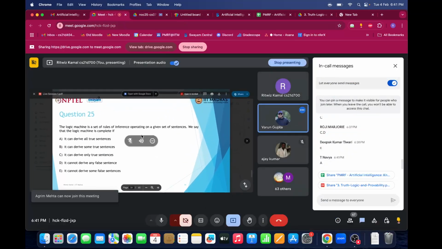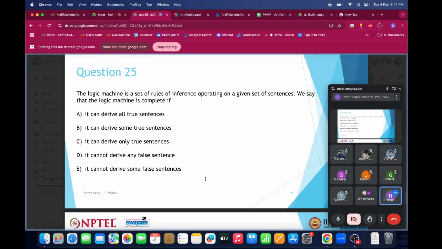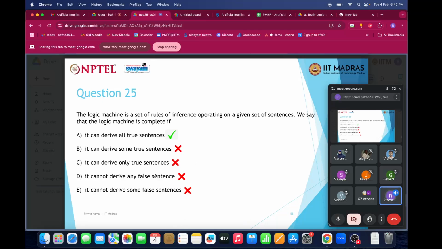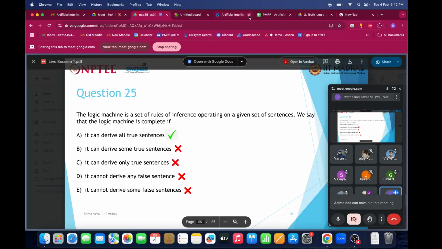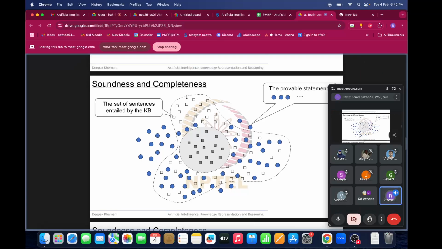Probably A and D. So in this case, A only would be correct because a complete logic machinery can derive sentences that can take the truth value false, right? As we saw in this figure, as long as the logic machinery derives all the sentences that could be true and additionally some more sentences that may or may not be true, we will say that it is complete. As long as it covers and derives all the sentences that could be true. Okay, other that will necessarily be true, not could be true.